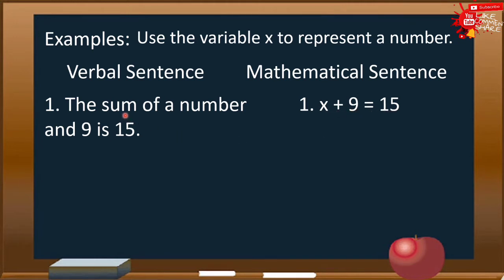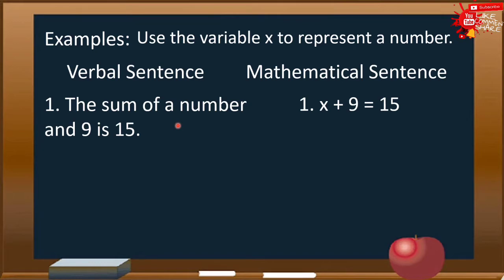So we have the sum, so that's why we use the plus sign. A number, so we represent it as a variable x. A number and 9, so we have here x plus 9, then a symbol for equal, then 15. So this will be the mathematical sentence for number 1 verbal sentence.